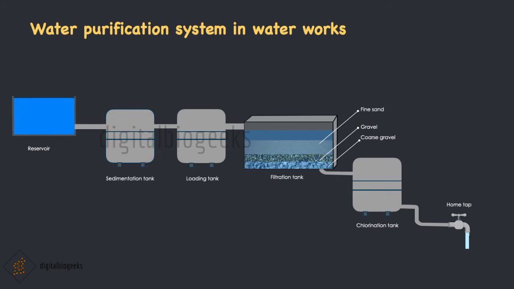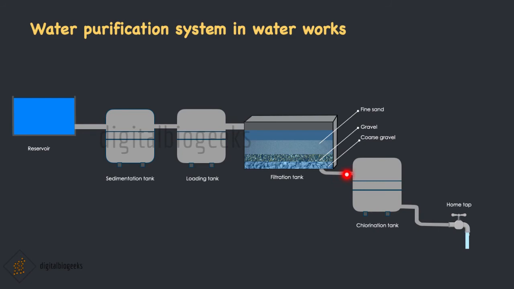All the solids like dirt, sand and mud settle down by keeping it undisturbed. From the sedimentation tank, water goes to the loading tank. This tank is meant to sediment the suspended impurities by adding alum. From the loading tank, water goes to the filtration tank. The filtration tank contains layers of filtrates like fine sand, gravel and coarse gravel. The water that gets filtered through these different layers of filter will be free from impurities.